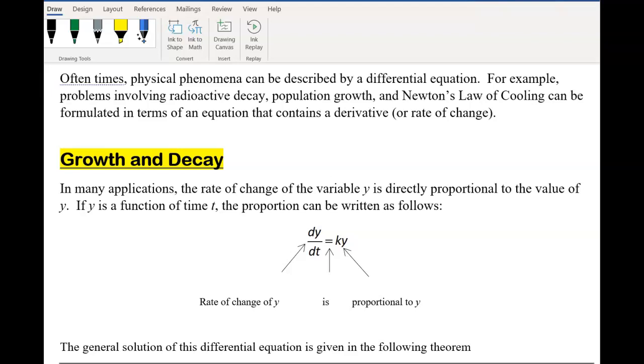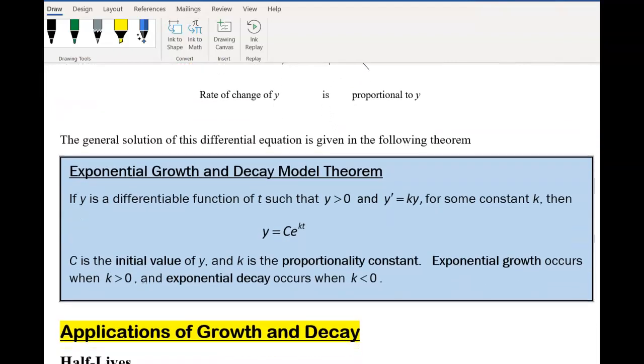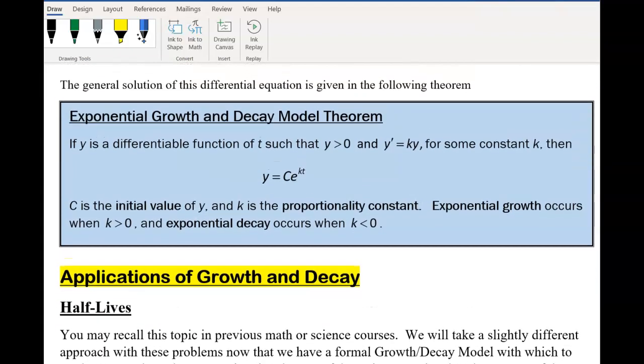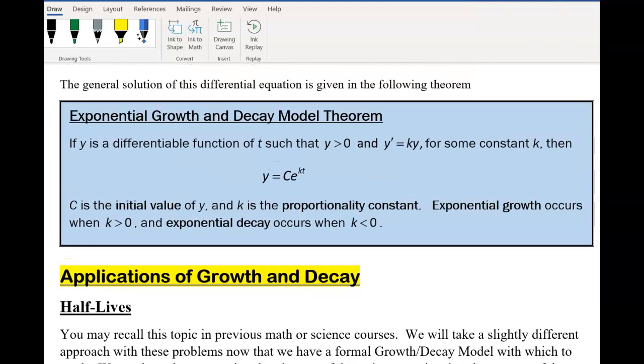In many applications, the rate of change of a variable y is directly proportional to that value of y. If y is a function of time, the proportion can be written as follows. So we have a rate of change of y with respect to time proportional to y and some constant k. This is known as the constant of proportionality. The general solution of this differential equation is modeled by this theorem here.